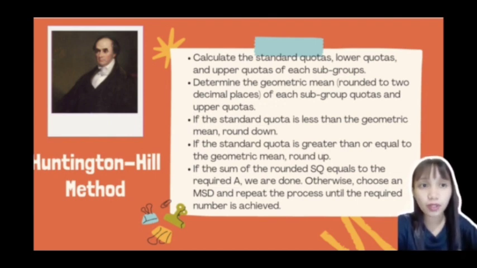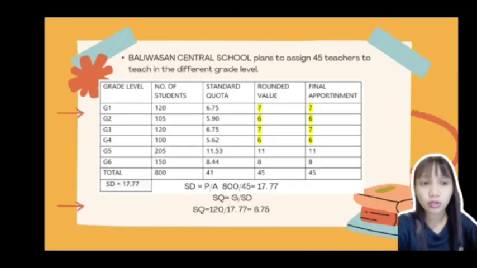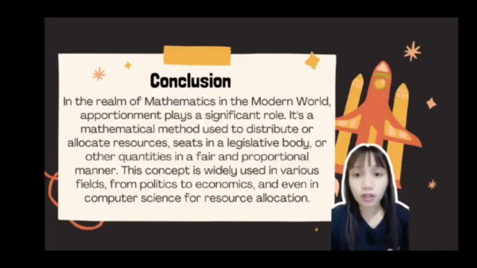Huntington-Hill method. Calculate the standard quotas, lower quotas, and upper quotas of each subgroup. Determine the geometric mean, rounded to two decimal places, of each subgroup's lower quota and upper quota. If the standard quota is less than the geometric mean, round down. If the standard quota is greater than or equal to the geometric mean, round up. If the sum of the rounded standard quotas equals the required A, we are done. Otherwise, choose an MSD, or a modified standard divisor, and repeat the process until the required number is achieved.